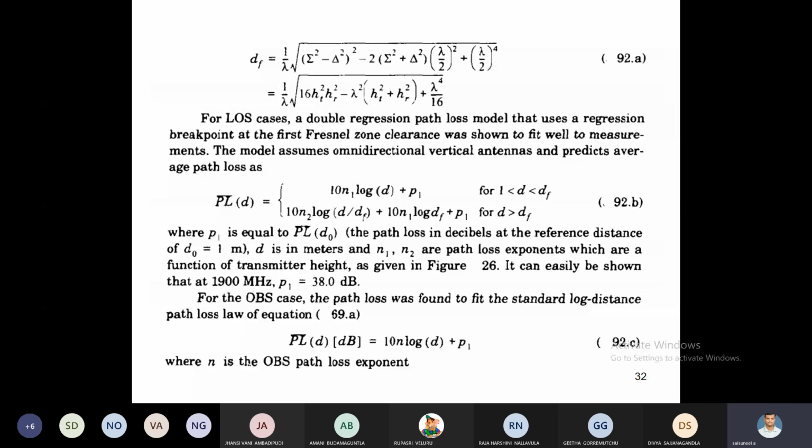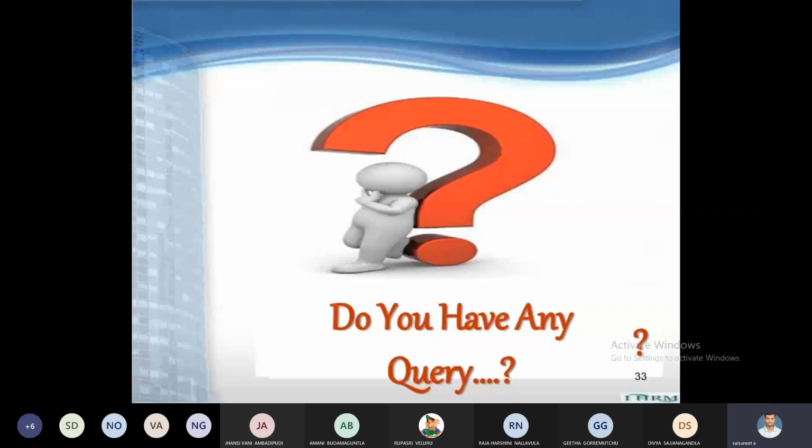For the non-OBS case, the path loss for a long distance in terms of d is equal to 10 n log d plus p1, where n is the path loss exponent. This is about the last model. Today we discussed how to calculate path loss with simulation tools, especially for outdoor propagation models.